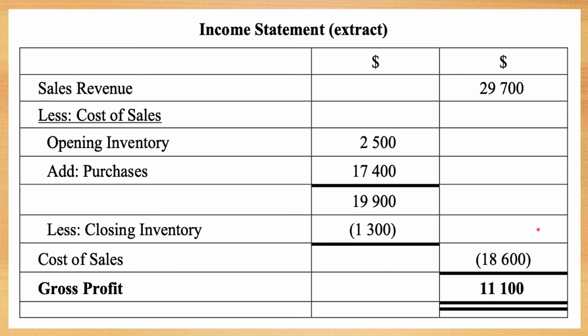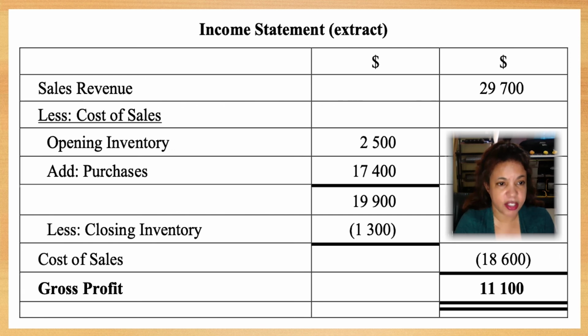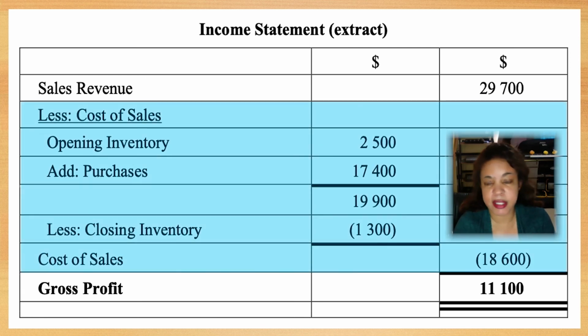So here is your format in terms of the income statement. And this is it for a very simple income statement, the trading section, which is the section on top, the first section where we calculate our gross profit. And so you would see that you have your sales, and then in between here is where you calculate your cost of sales, and then you get your gross profit.